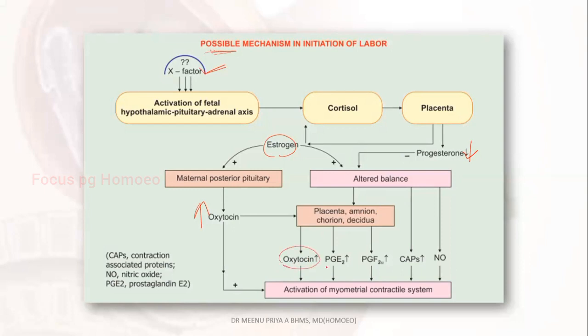It increases oxytocin, prostaglandins; prostaglandin E is increased, prostaglandin F is increased, and CAPS is increased. That is contraction associated protein, and nitric oxide is increased. So all these are responsible for activation of the myometrial contractile system. So basically, we want uterine contraction. Only with uterine contraction can the delivery happen, or the expulsion of the fetus. So these are the probable physiological mechanisms involved in the onset of labor.